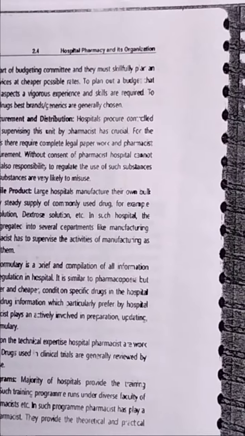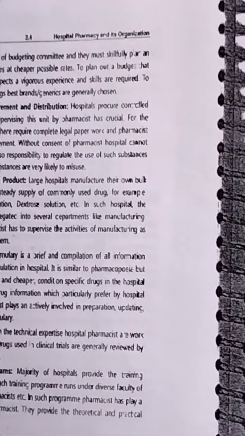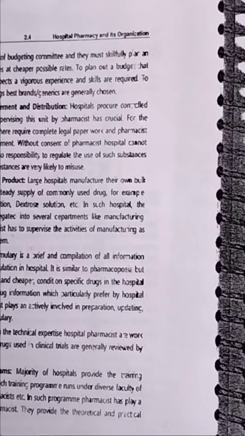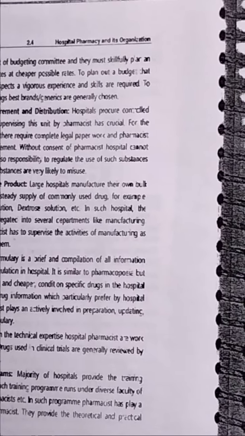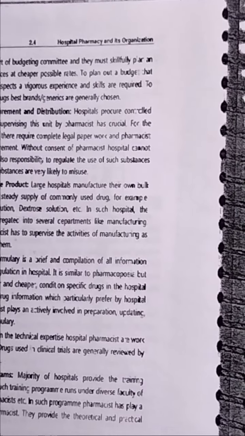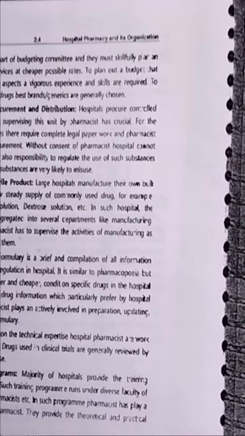Investigational drug use. This is based upon technical expertise. Hospital pharmacists work in phase 1 and phase 2 clinical trials. Drugs used in clinical trials are generally reviewed by the hospital pharmacist and HTC before use.